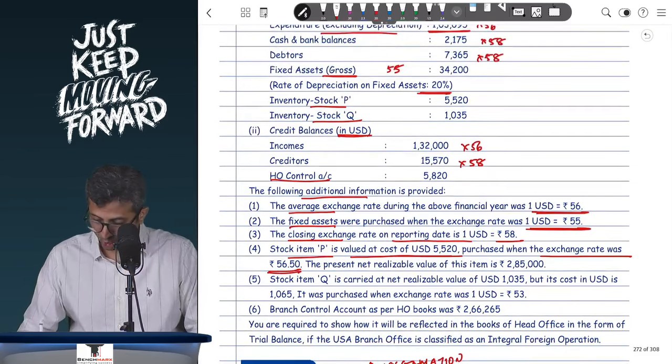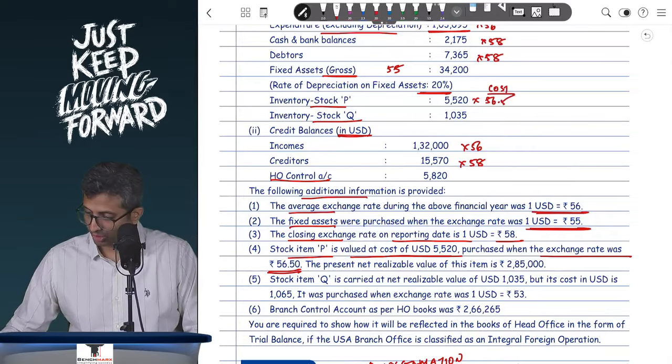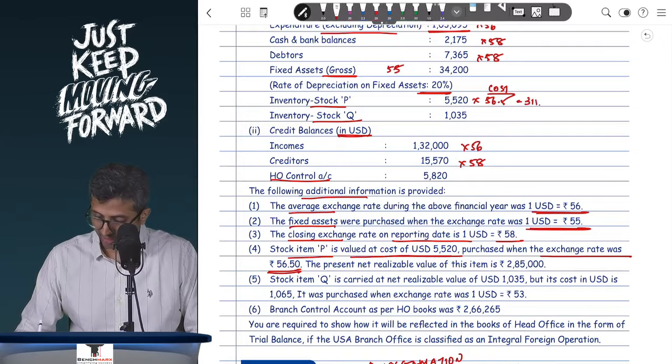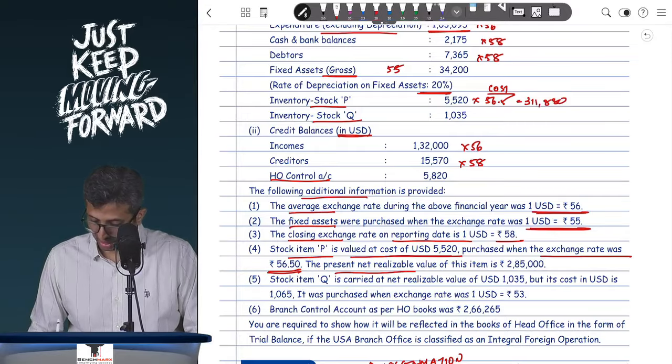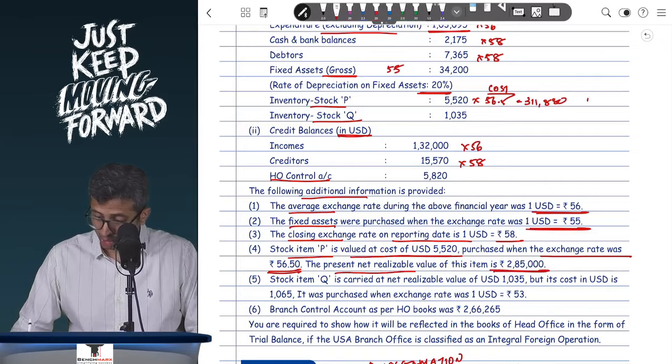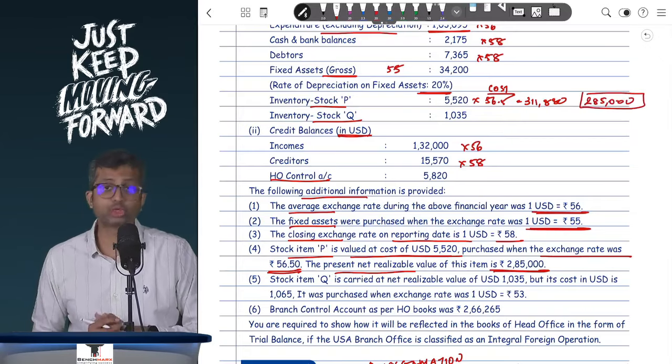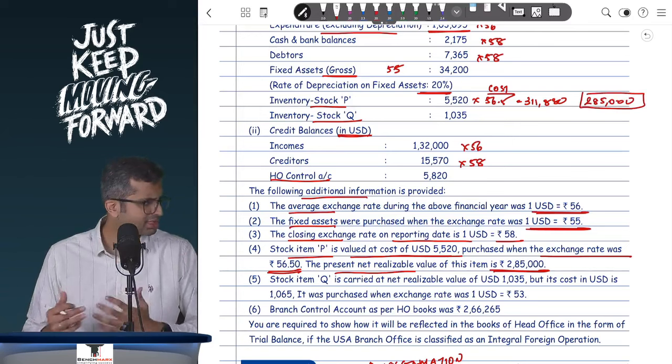So if I go to see, for this item the cost would be 5520 into 56.5, this is 3 lakh 11,880. Okay, and the present NRV is 2 lakh 85. So this is cost or NRV, whichever is lower, and hence this will appear at 2 lakh 85,000. This is the NRV which is given to us.